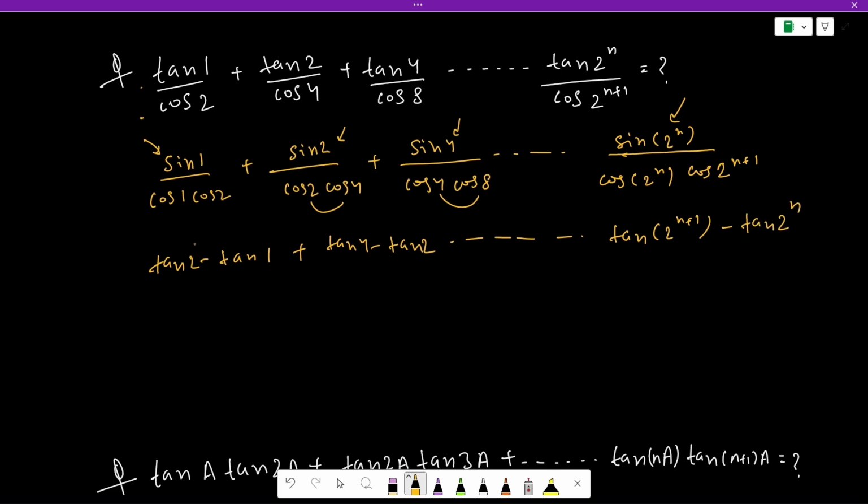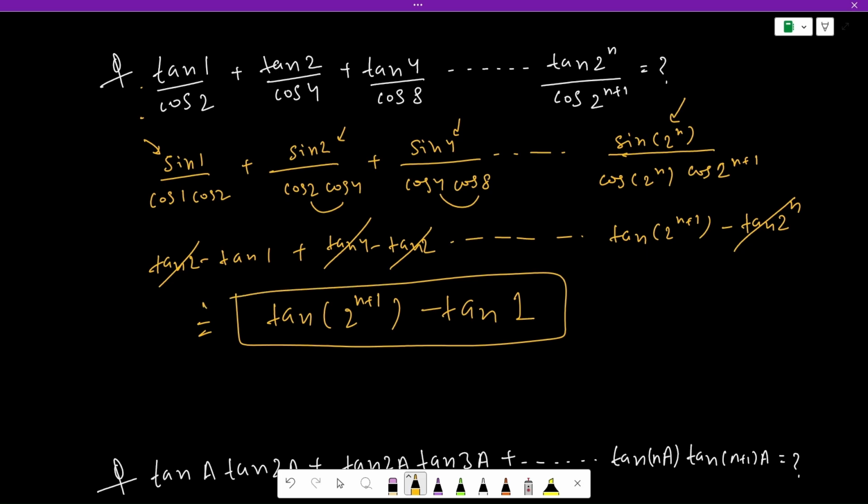Now just cancel the terms. First term will cancel the second term, and finally this will be cancelled. And what we have is tan 2 to the power n plus 1 minus tan 1. So I hope you were able to solve this.